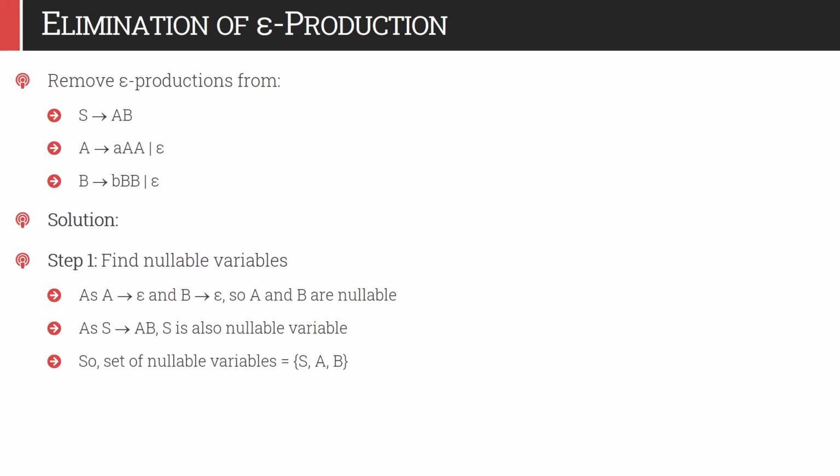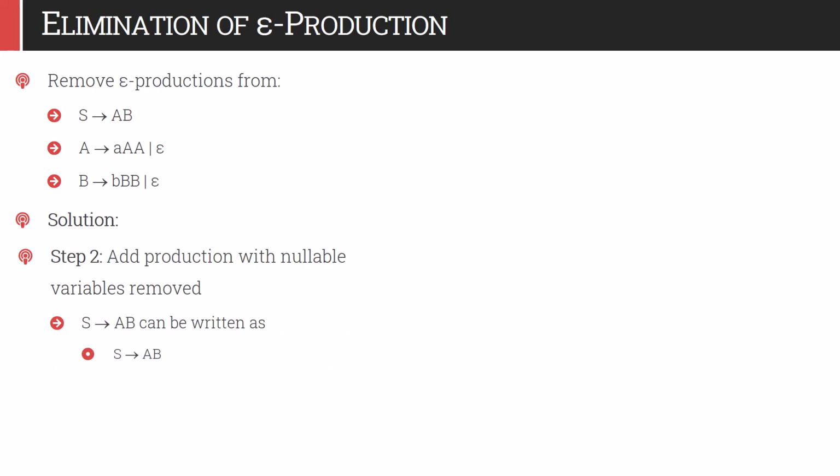Now we will take one by one all the productions and we will replace all the nullable variables with epsilon. So S gives AB we can write like this. The first we have to keep as it is. If we replace B by epsilon, then we will get S gives A. If we replace A by epsilon, then we will get S gives B. And if we replace A and B both by epsilon, then we will get S gives epsilon.